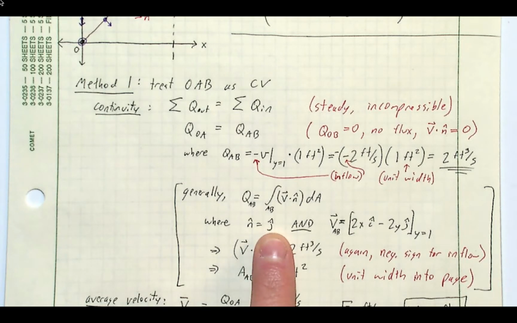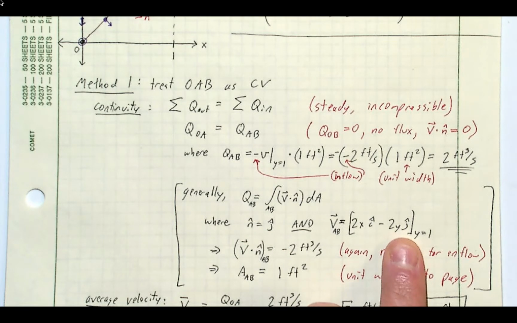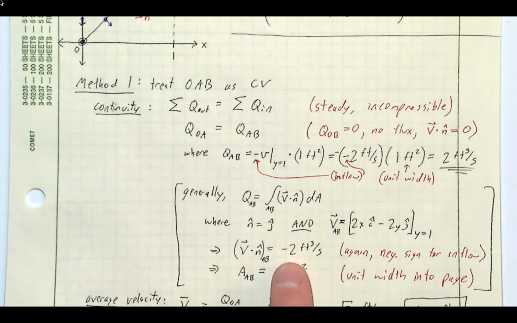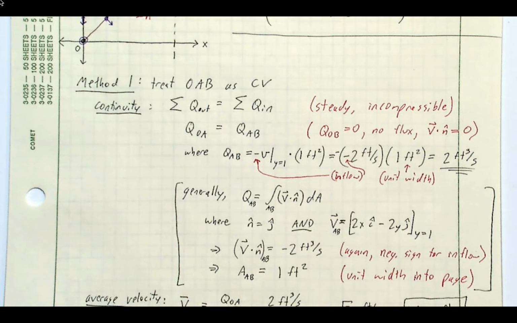Our unit normal is just in the y direction, therefore we're only going to pick up our y velocity and evaluate it at y equals 1, we just get a minus 2. So that's minus 2 feet cubed per second. Again, the negative sign is standing in there for this being an inflow. And as I said before, our area there is just 1 foot squared if we're using unit width into the page. So generally, you want to think about the full definition of our volumetric flow rate at this point.